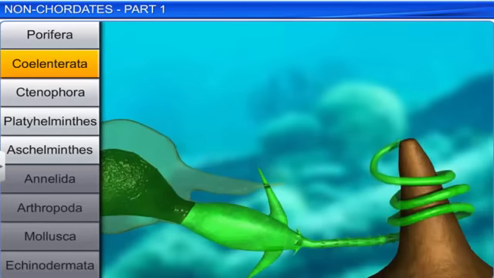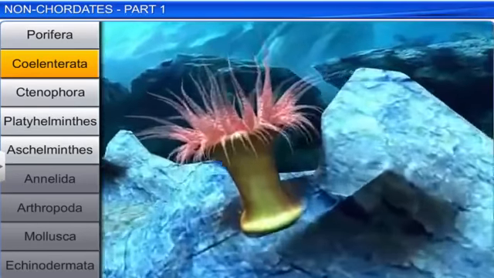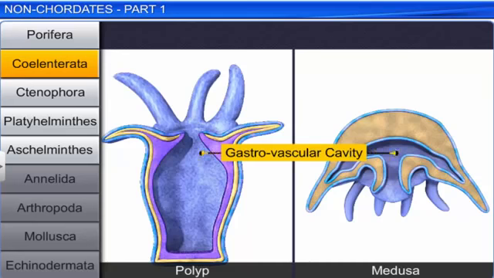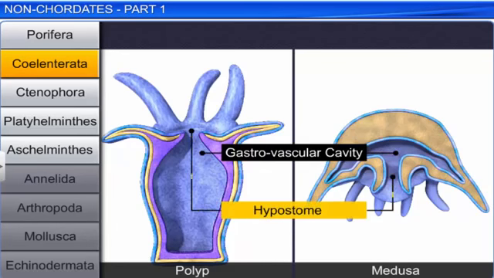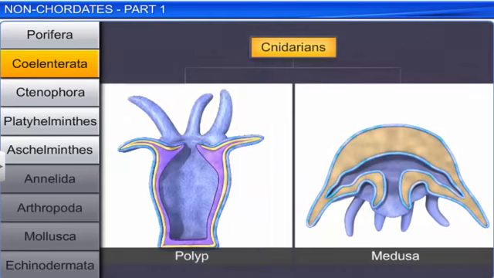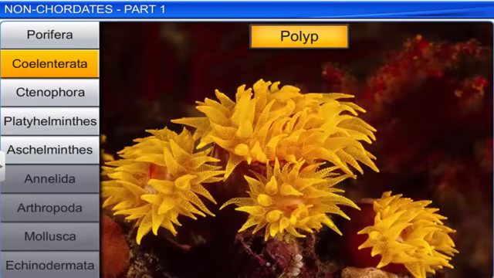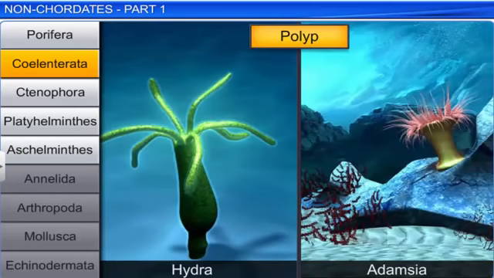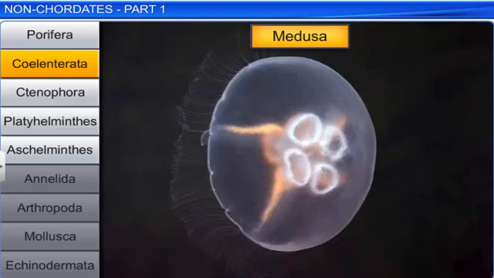Cnidoblasts are used for anchorage, defense, and to capture prey. Coelenterids have a central gastrovascular cavity with a single opening called the hypostome. Digestion in them is both extracellular and intracellular. Coelenterids exhibit two basic body forms, polyp and medusa. Polyp is a sessile and cylindrical form like Hydra and Adamsia, while medusa is umbrella-shaped and free-swimming like Aurelia.